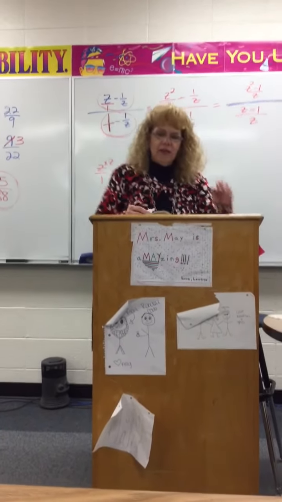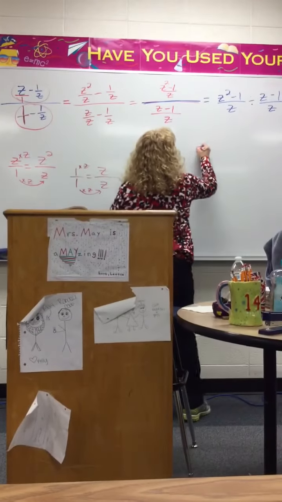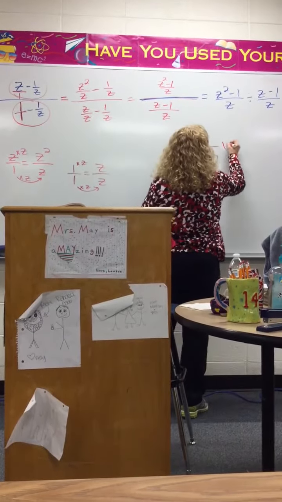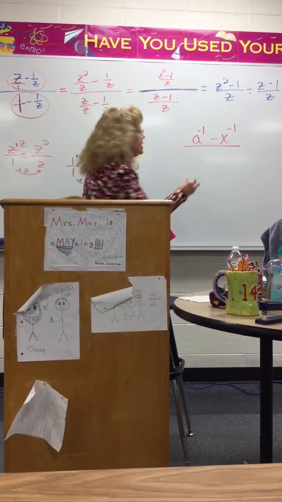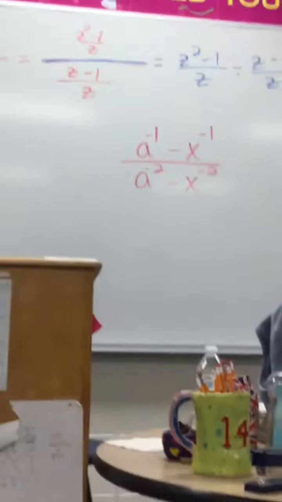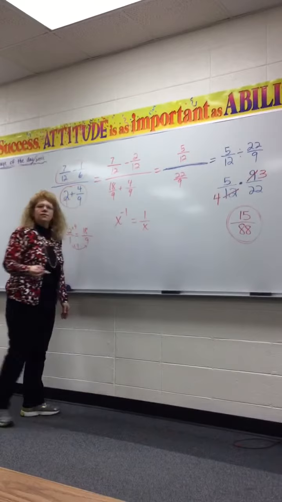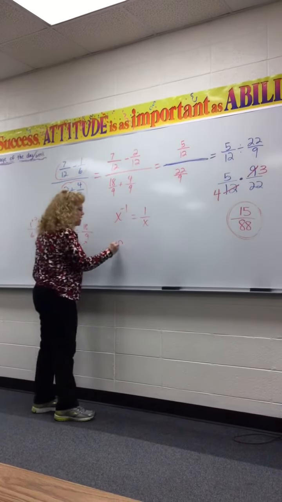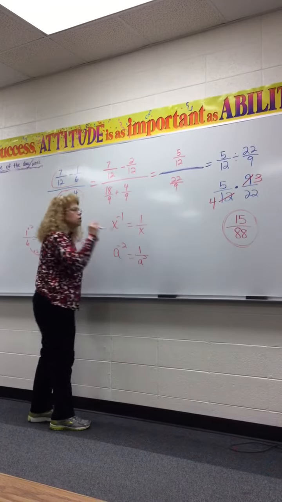Well, I have one little thing to show you. There's an example that looks like this. And I already know that you know this. You know that x to the negative 1 is 1 over x, right? You know that a to the negative 2 is 1 over a squared. You already know that.